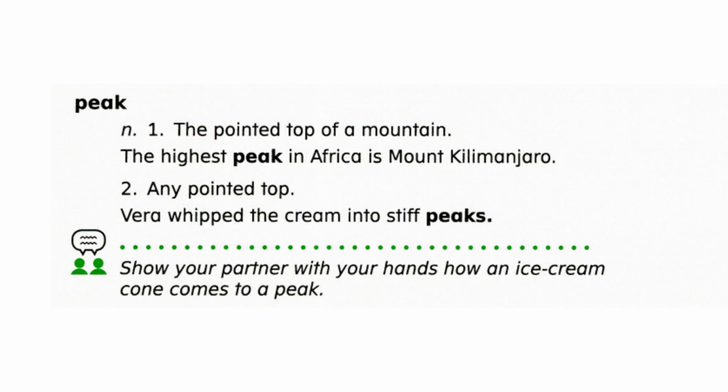Now let's review word meaning. Choose A or B. Which of these has a peak? A, a pyramid, or B, a basketball? If you said A, you're correct. Pyramids have pointed tops.